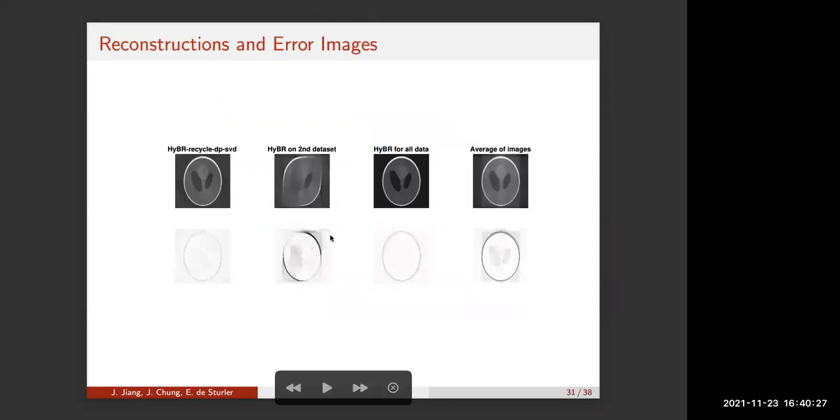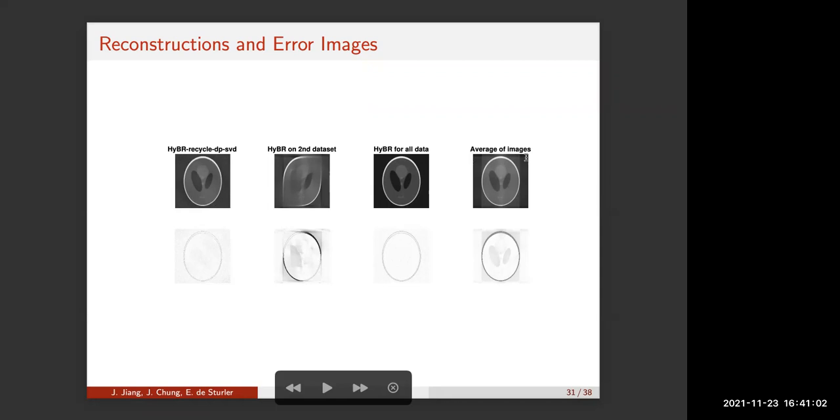And then I also provide the reconstructed images. Here we can see this one is the best one and corresponds to the smallest error, which means it's the hybrid method for all the data, which is also the most expensive one. We can see the reconstructed image is the best one. But for our hybrid method with recycling, we can see these two reconstructed images are very similar. At least we can see the details of this Shepp-Logan phantom very clearly.